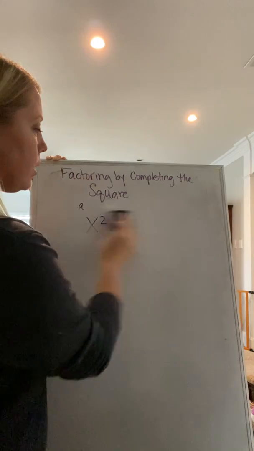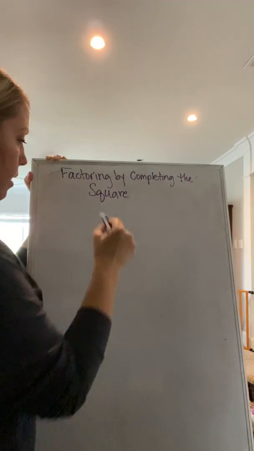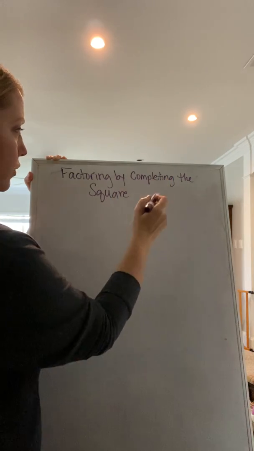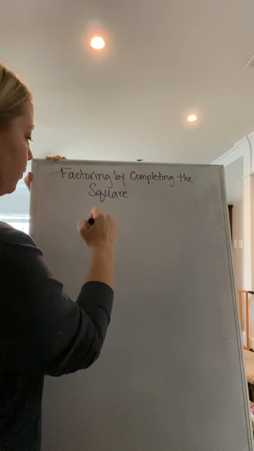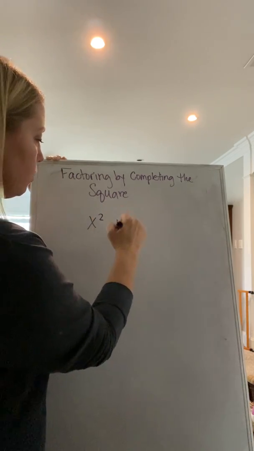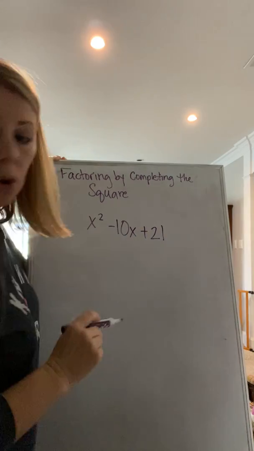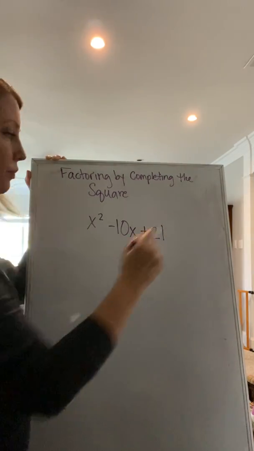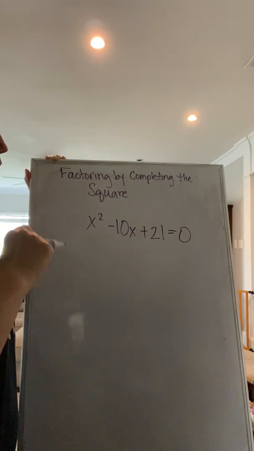So what we're going to talk about is, and you've been watching your Khan Academy videos, how to use factoring by completing the square. It's a handy dandy, nifty little way to factor when it doesn't work out the normal way. Now this problem in particular would work out the normal way, but we're going to use completing the square.